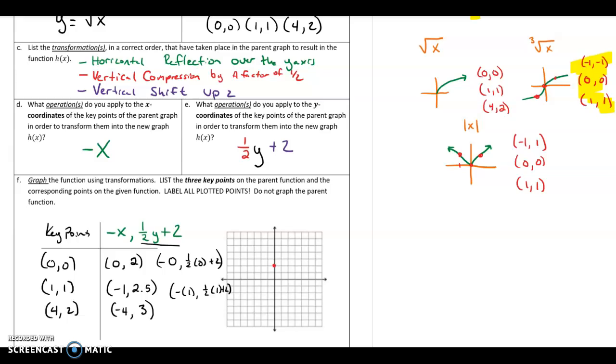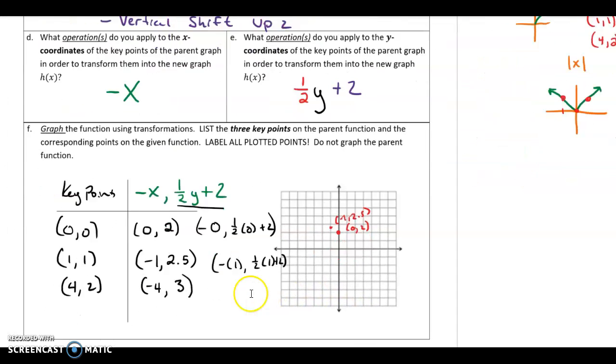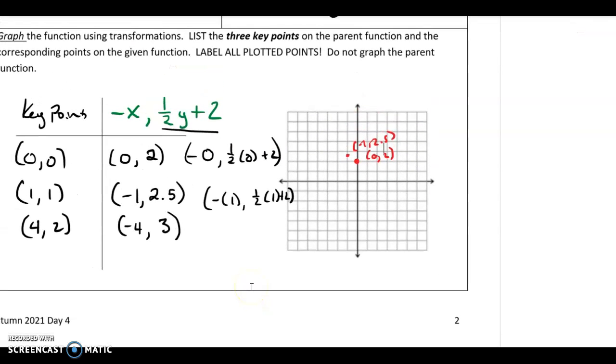So we're going to graph 0, 2 here. We're going to graph -1, 2.5. Here, I'm going to zoom in so we can really take a look. It says to label your points too, so that's what I'm doing here. And then -4, 3 is right here. And we can see that this graph's going to have that ray shape, and we flipped it over. So that's how we got there.